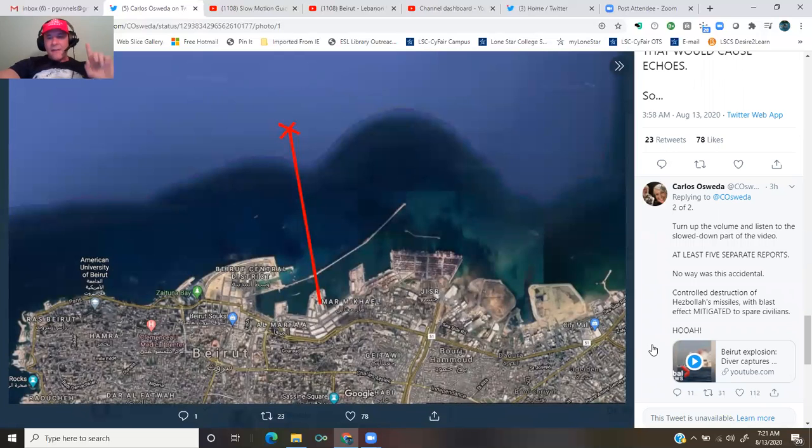At least 5 separate reports. No way was this accidental. Controlled destruction of Hezbollah's missiles with blast effect mitigated to spare civilians. Hooah!